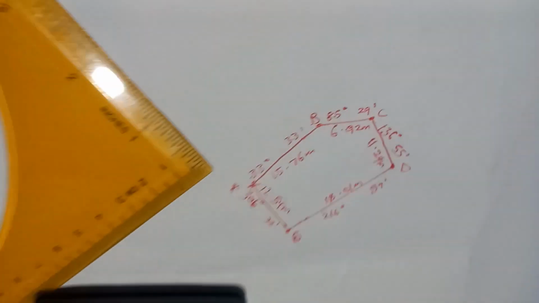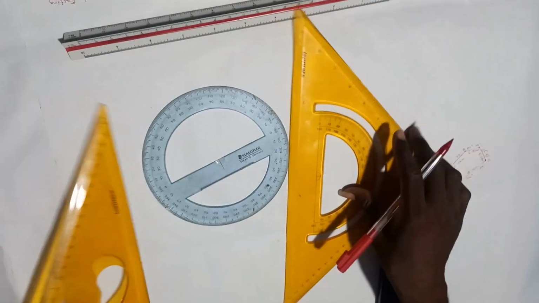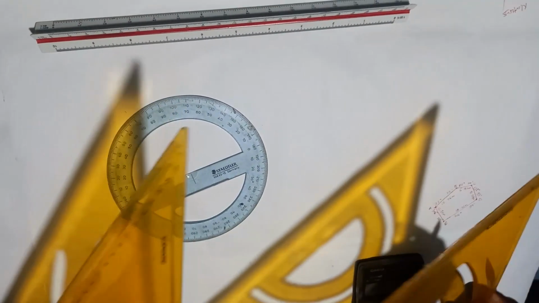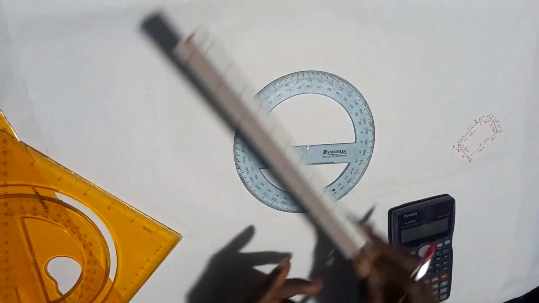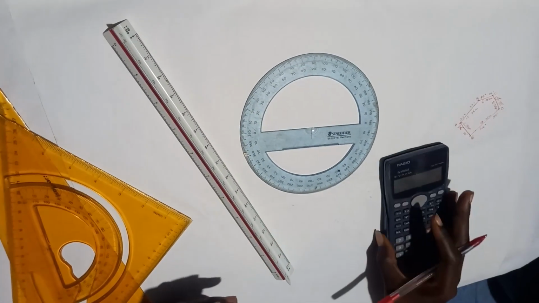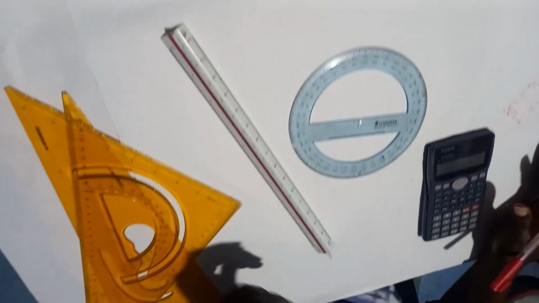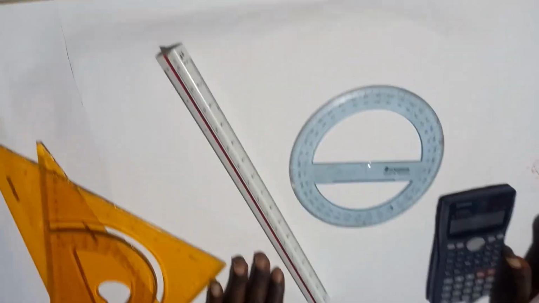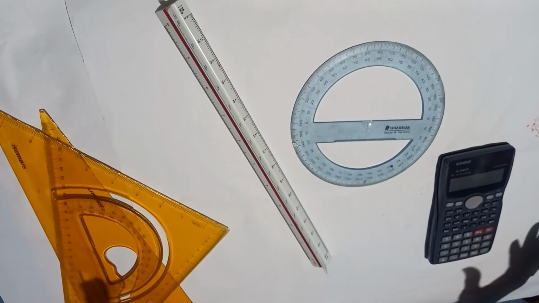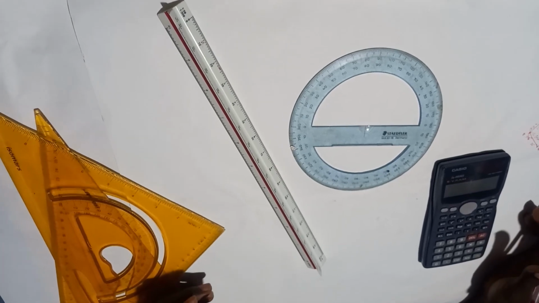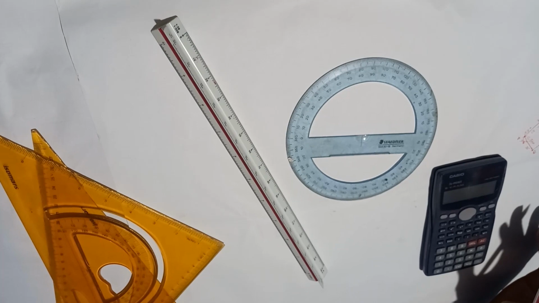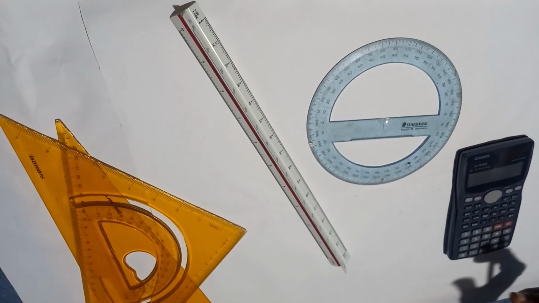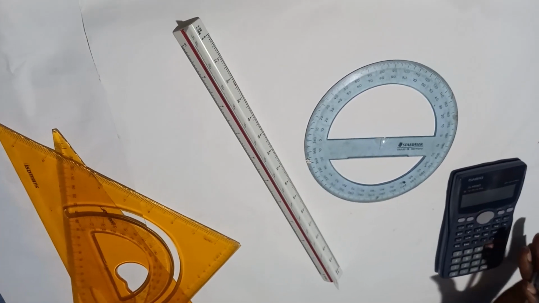Alright, my tools here are this set square, this other set square, this circular protractor, here is a scale, and this is my calculator. With these I'll be sharing with you how to use these tools to plot a perimeter using bearing and distance. Just watch me as I take you through how to get it done.